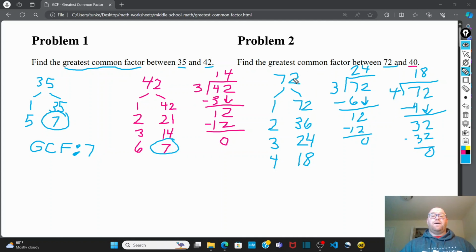This does not end in a 5 or 0, so it's not divisible by 5. It is divisible by 2 and 3, so I can divide it by 6. Let me make some room here.